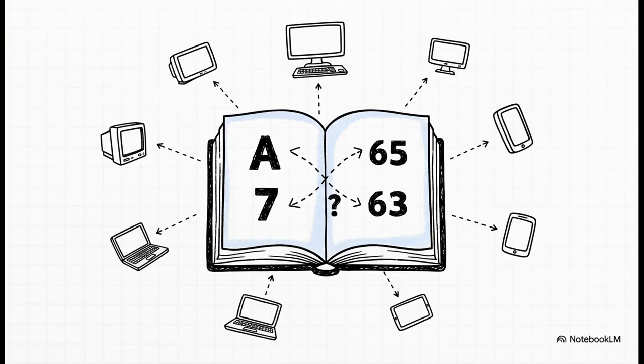ASCII was a huge deal. It was like a universal dictionary for computers. It meant that a capital A, which was assigned the number 65, would be understood as a capital A by any computer anywhere. It created this common language for text, giving a specific binary pattern to every letter, number, and basic symbol you'd find on a keyboard.